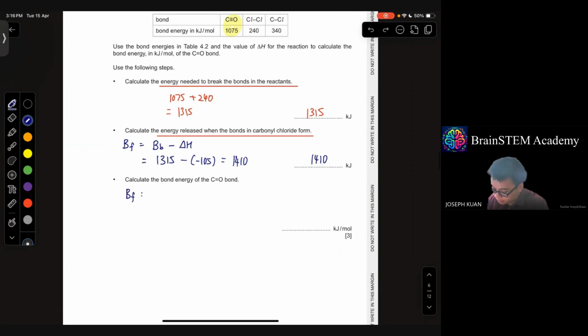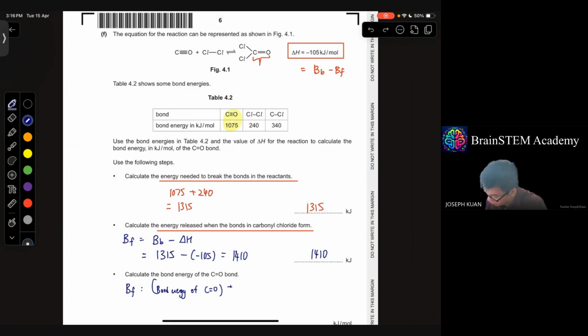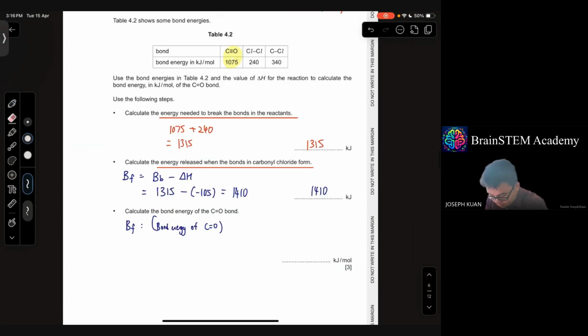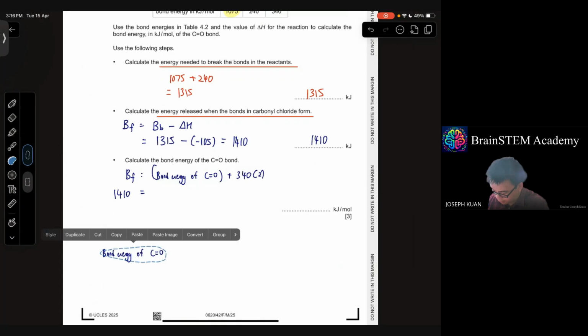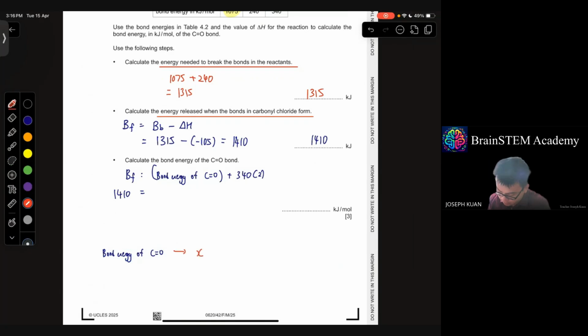Using this value, we know that the bond formation involves the sum of 3 bonds: the bond energy of the C=O, as well as the 2 C-Cl bonds. That costs 340 each. So let's add them all together, 2 of them. So 1410 is the C=O bond energy plus the two C-Cl bonds. Let's call the C=O bond energy X. Allow me to annotate this. Let it be X, and we just calculate X. So this will be 680. So X is equivalent to 1410 minus 680. That gives you 740 kilojoules per mole.